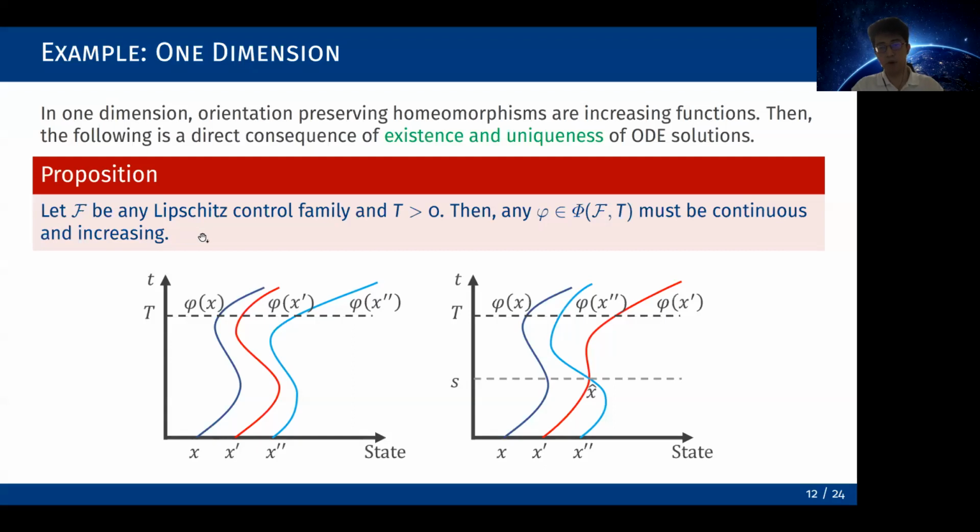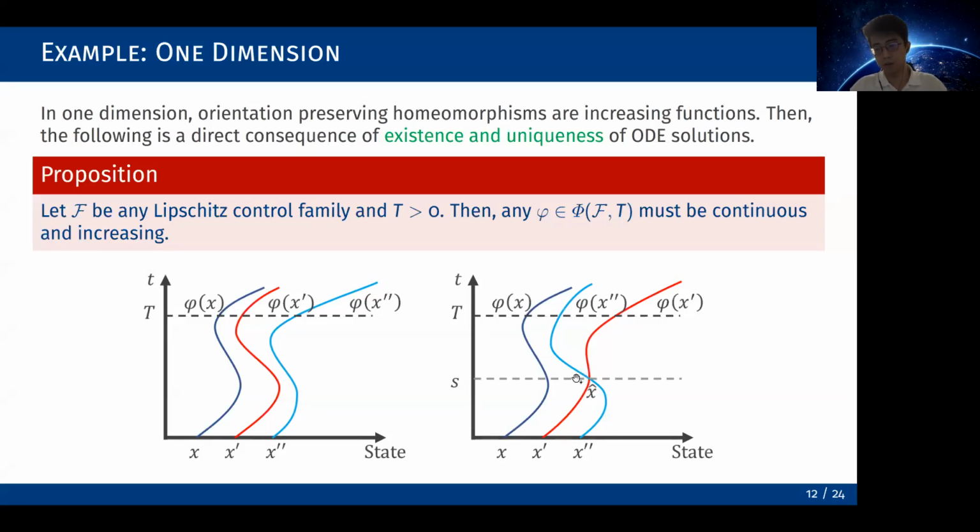The proposition here is very well known in the theory of ODEs: the flow map of an ODE must be increasing. To see why that is the case, you can just take a look at these two pictures. In each of these curves, I'm just following the trajectory in one dimension of the points x, x prime and x double prime. There are three different points as they evolve through some arbitrary dynamical system. This is the path. Now, my claim is that these paths will not cross. Why is that the case?